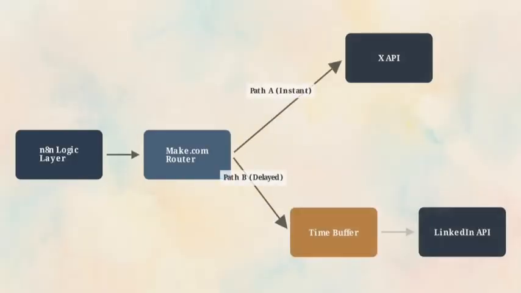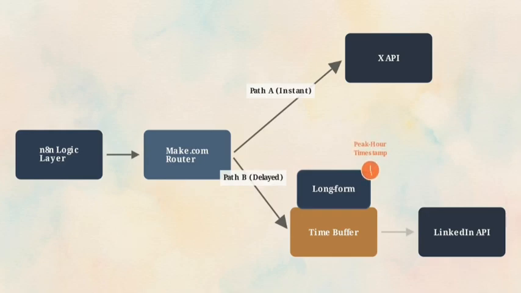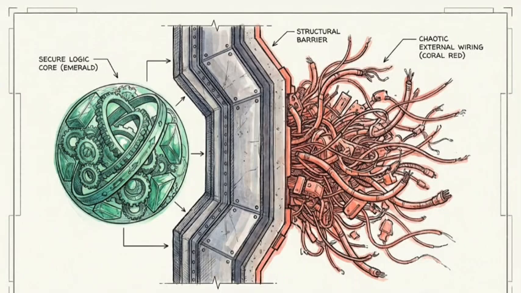This animated diagram demonstrates router path A pushing the short-form payload directly to the X API for immediate publishing. Meanwhile, router path B connects to LinkedIn, embedding a peak hour timestamp variable, holding the payload until the optimal moment. This distinct layer operates as an asynchronous traffic controller for the entire architecture. Implementing a dedicated routing pipeline structurally insulates your core AI logic from the fragility of third-party platform bottlenecks.